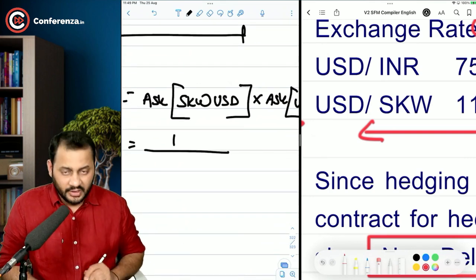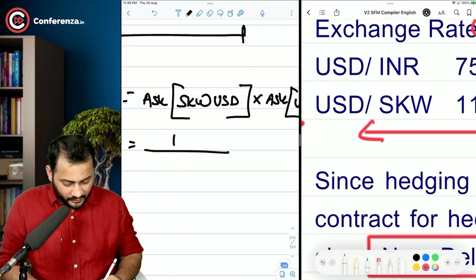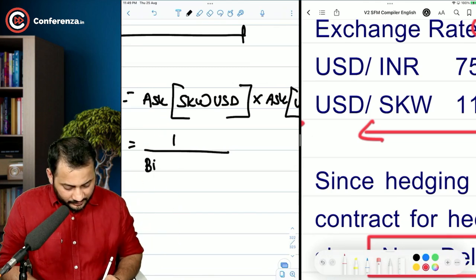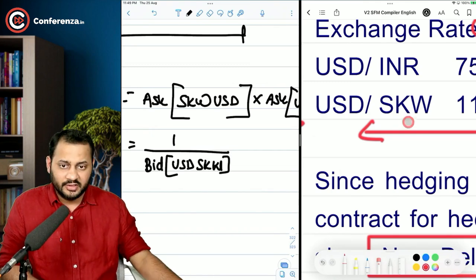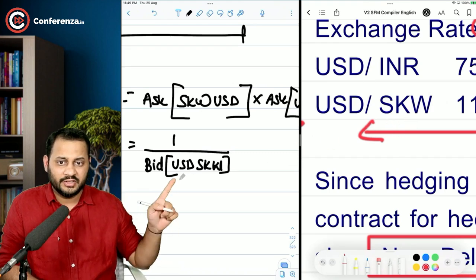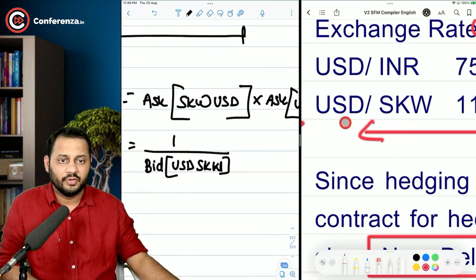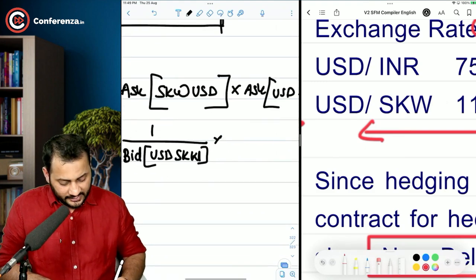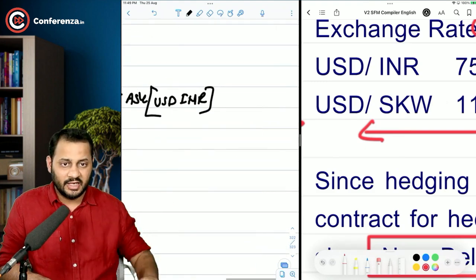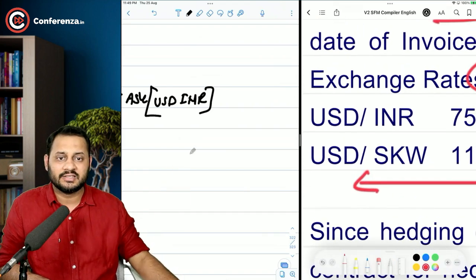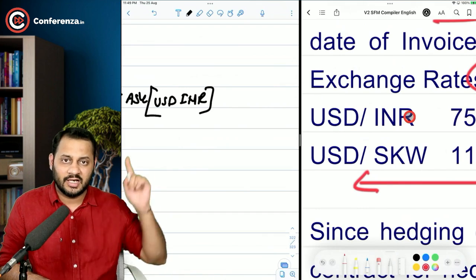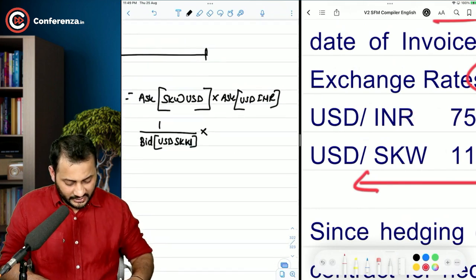So 1 divided by. Whenever you reverse a quote, ask becomes bid and bid becomes ask, USD SKW. Now do you think it is looking exactly like what we need? USD SKW and USD SKW. So you have to take the bid of it. And the second rate required is USD INR, and USD INR itself is given. You can see here USD INR is given. So we can take the ask of that. Okay, let's start putting the values.